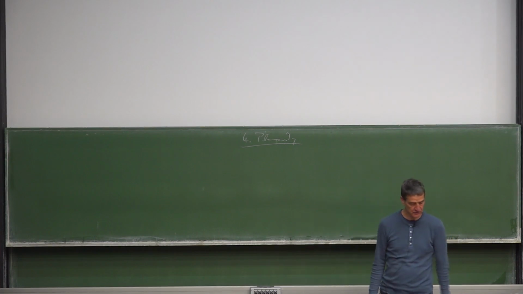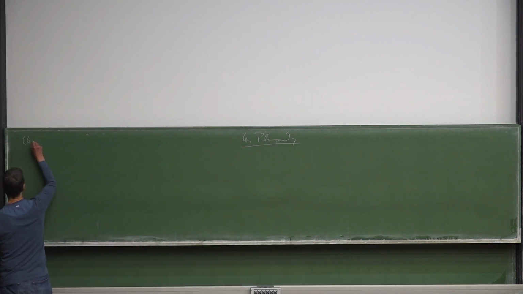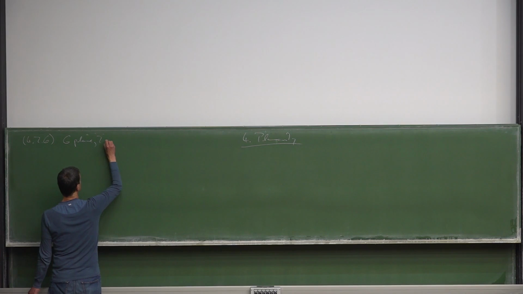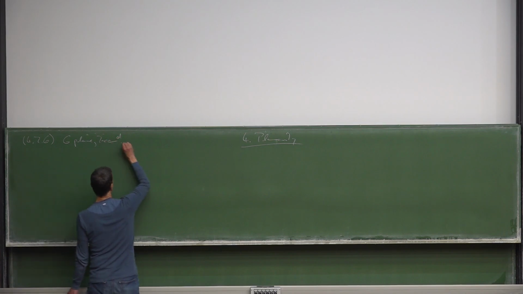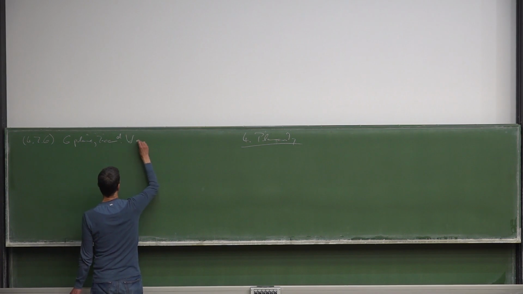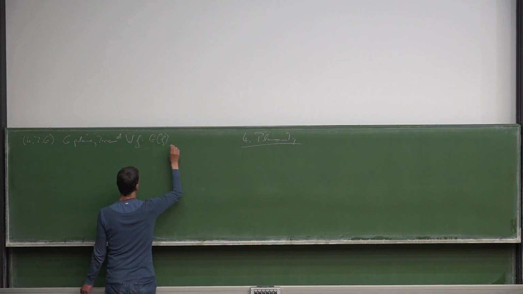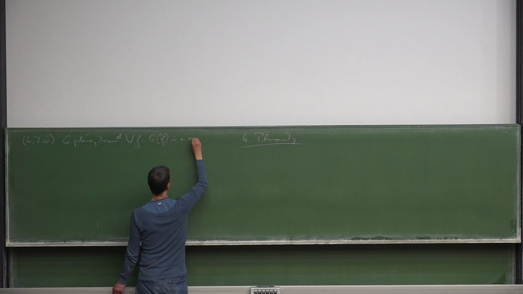So that's 426. 426: G plane, two-connected, for every face, the boundary is a cycle.